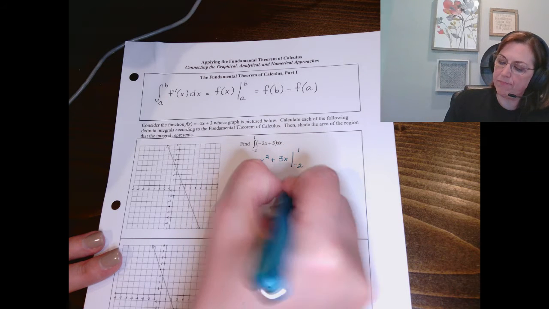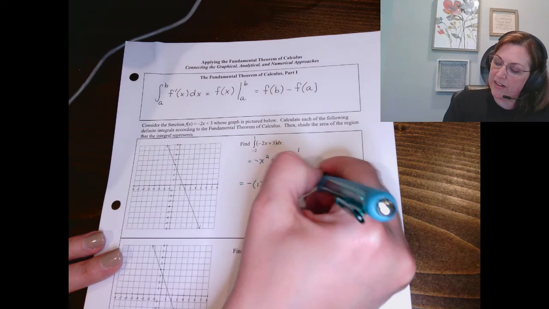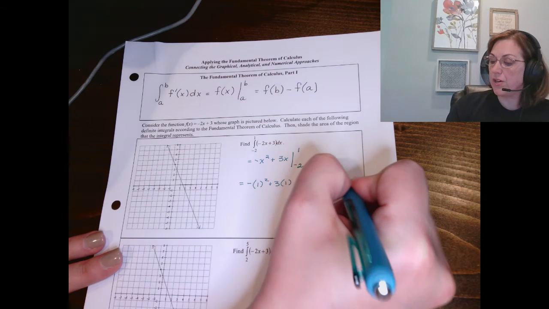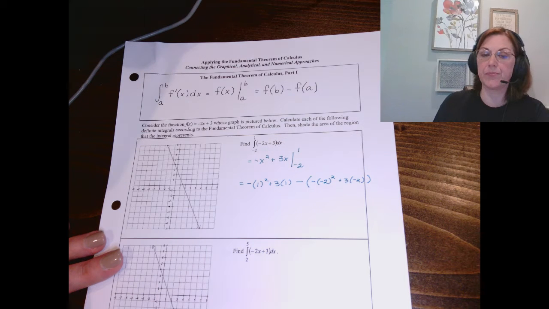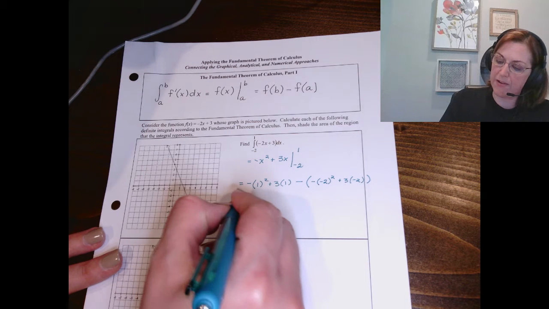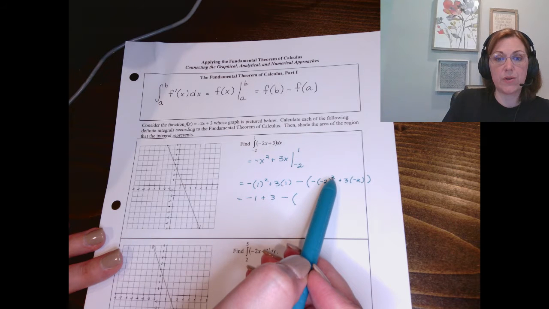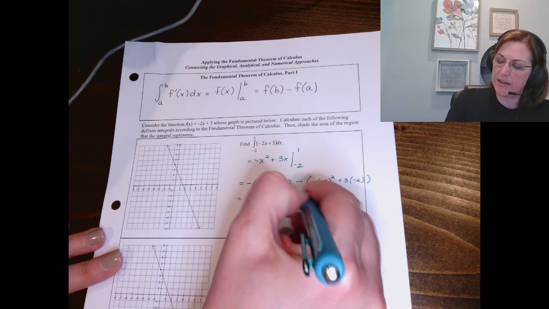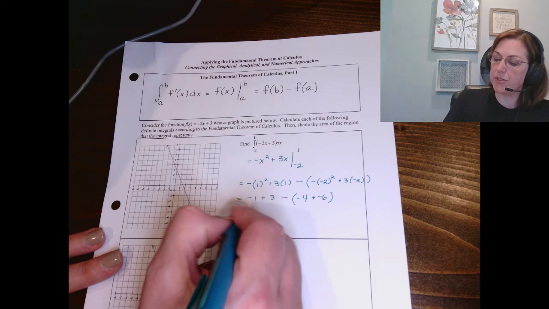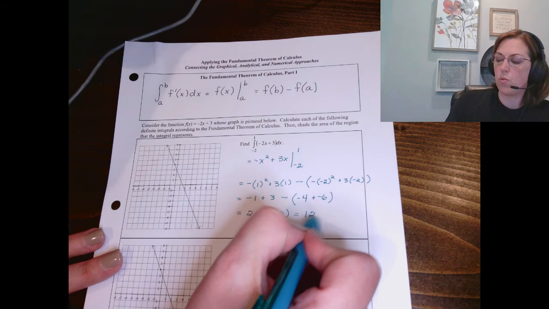Plus 3 times 1. Then I've got minus, and I'm going to use a parentheses here. Then I've got negative 2 squared plus 3 times negative 2. Be real careful with all the negatives. Okay, so 1 squared is 1, put a negative on it, plus 3, minus negative 2 squared would give you 4, but you put a negative on it, makes it negative 4, plus negative 6. Okay, negative 1 plus 3 gives me 2, minus, looks like negative 10 there, looks like I'm getting 12.